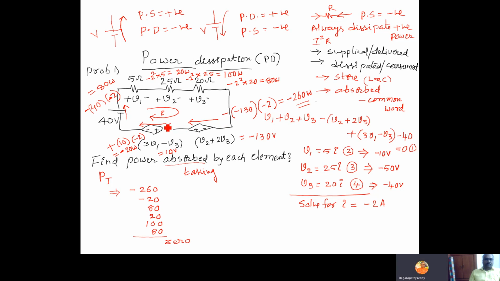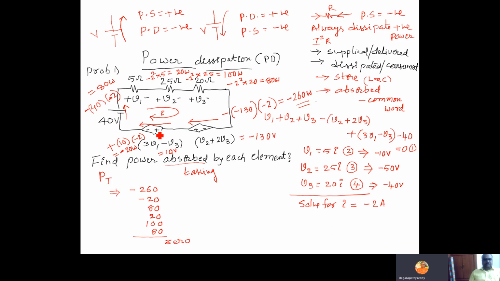The same way here, current is flowing from positive to negative. So when current flows from positive to negative, dissipation is positive. We want dissipation only. Therefore plus, its value is 10, and current of minus 2, the total product is minus 20. So this source is also absorbing minus 20, supplying plus 20. Then here negative to positive, so absorbed is negative, minus, value 40, current minus 2, total product is plus 80. So this source is really absorbing positive power.